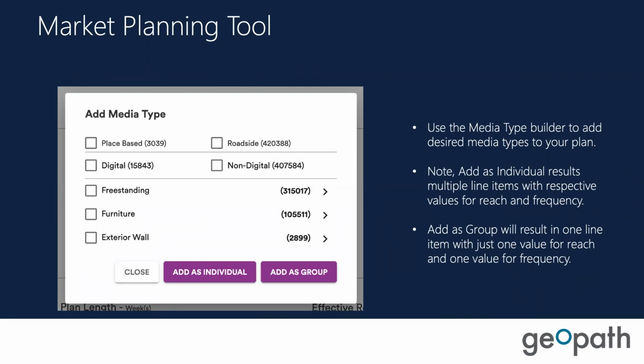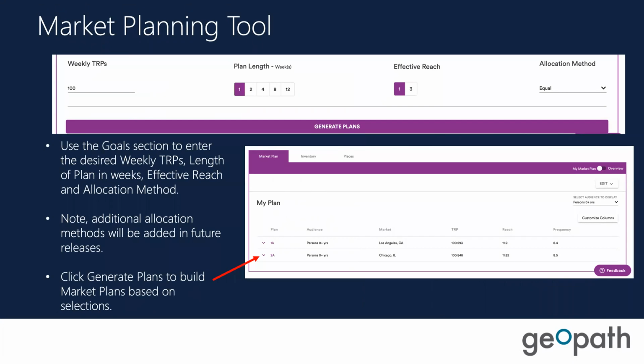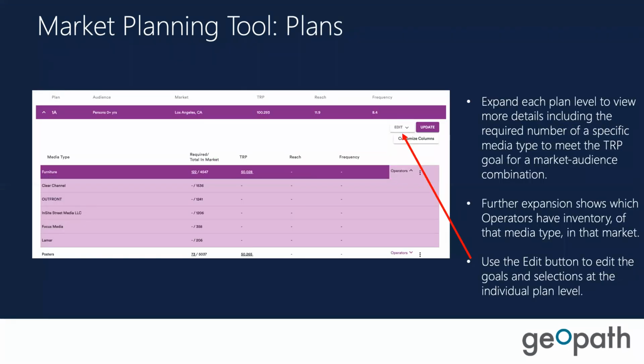And then next, with the market planning tool, like I was saying earlier, you can set your goals, so your weekly TRP goals, your plan length, effective reach, as well as allocation method. So for now, in the short term, it does an equal allocation method, but that functionality will change. And then there's this button here, generate plans, and you do that, and down below your plans start to get generated. Again, like I said, we'll look at a plan specifically in a moment.